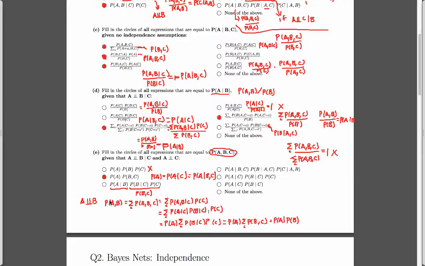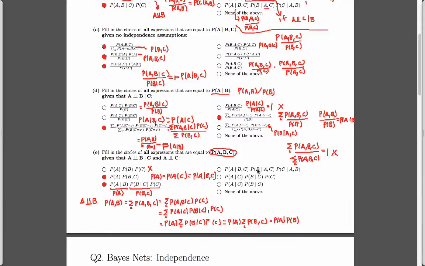So we now know that since A is independent of B, A given B is just equal to the probability of A. And we showed above that we have probability of A times the probability of BC, because the probability of A is equal to the probability of A given BC. This answer equals the probability of A, B, and C.